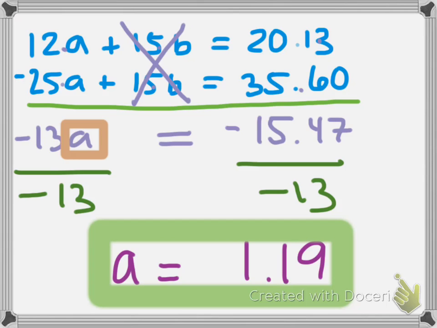12A minus 25A will equal negative 13A. And 20.13 minus 35.60 will equal negative 15.47. Now we will proceed to do a regular inverse operation problem. You would divide negative 13A by itself, which would disappear, and then do the same with the total. So you would do negative 15.47 divided by negative 13. That would get you to a total of A equals 1.19.